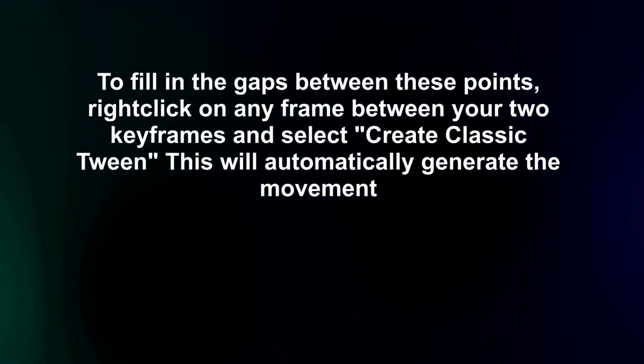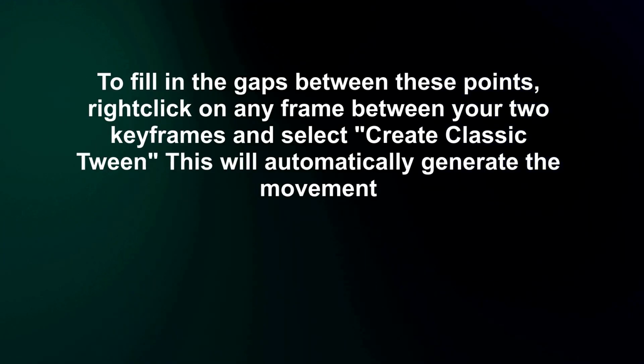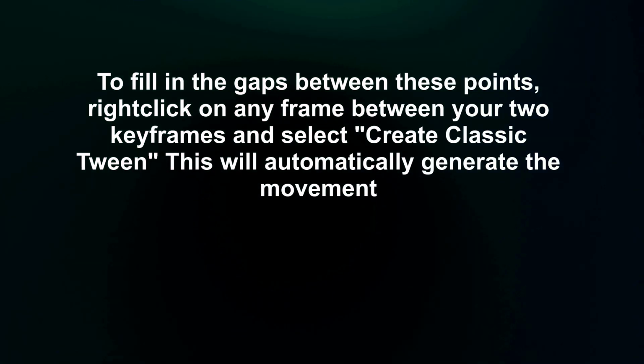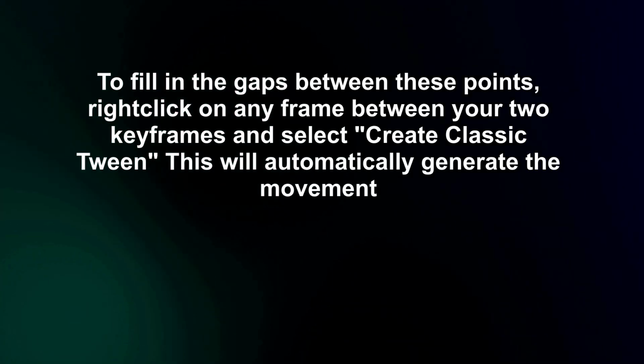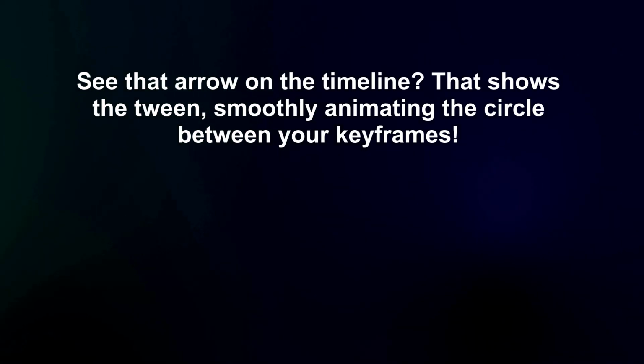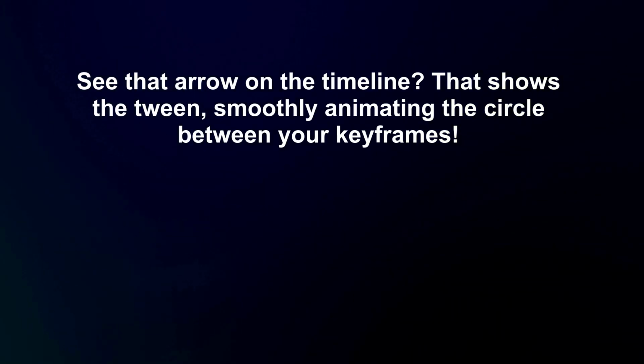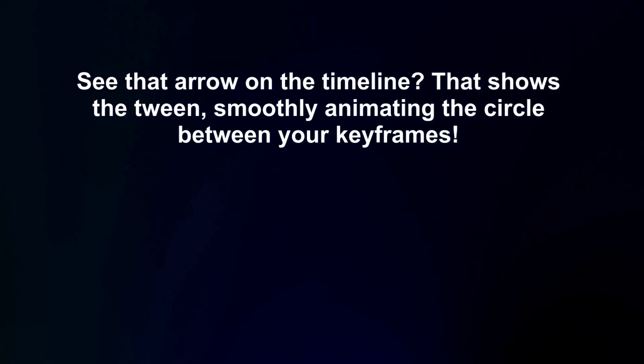To fill in the gaps between these points, right-click on any frame between your 2 keyframes and select Create Classic Tween. This will automatically generate the movement. See that arrow on the timeline? That shows the tween, smoothly animating the circle between your keyframes.